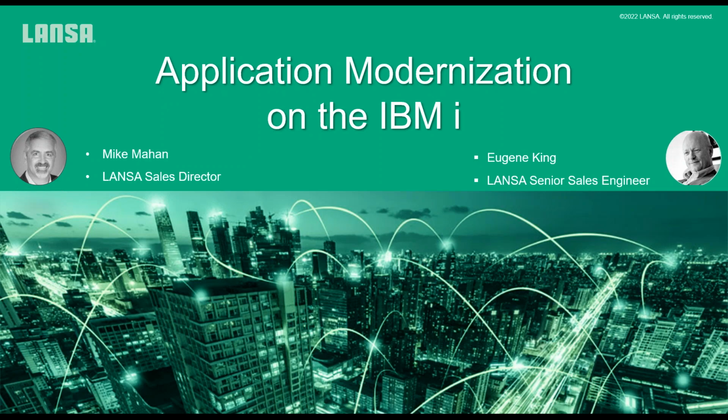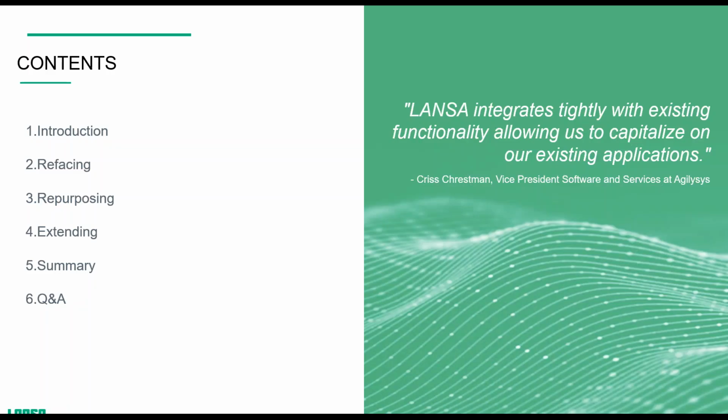So what we'd like to do is to cover really three areas. We'll talk about refacing, so putting a different front end on the IBM I. Repurposing, which is really about adding value to the individual users, so extending what you want to do in your modernization process. And then finally, extending into adding additional applications to the IBM I. We'll finish with a question and answer session at the end.